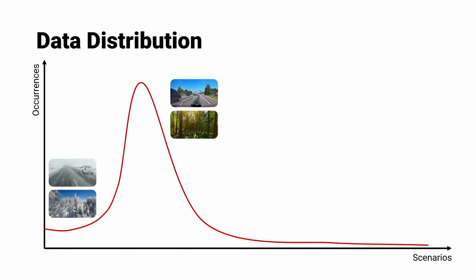You have a lot lesser, but still a substantial amount of occurrences in harsh driving conditions like snow. But you have very little data in things like a road accident, things like a forest fire, and so on. And there are a lot of these scenarios, which brings us to the long tail of this distribution, which makes it really, really hard when you want to generalize across scenes. So let's look at a few cases of why collecting data for these kinds of things is really hard.